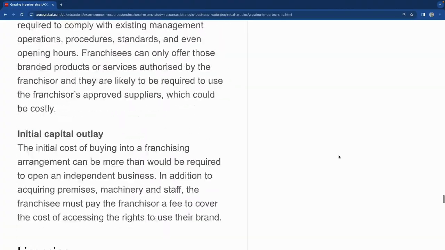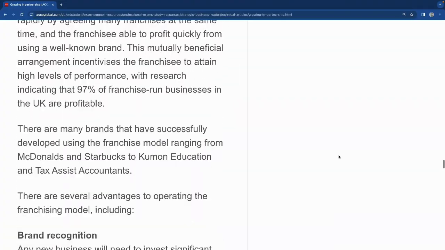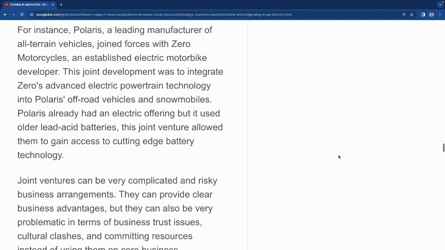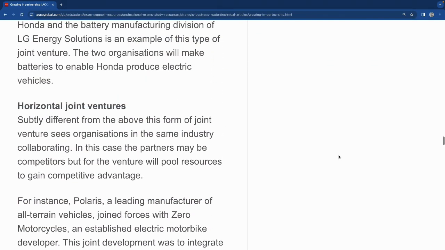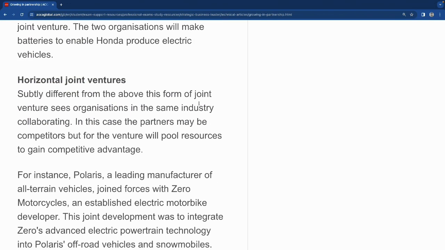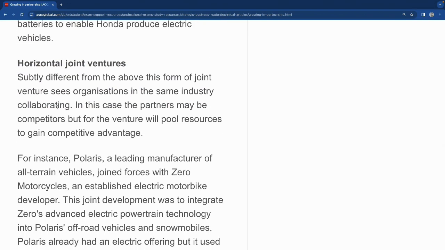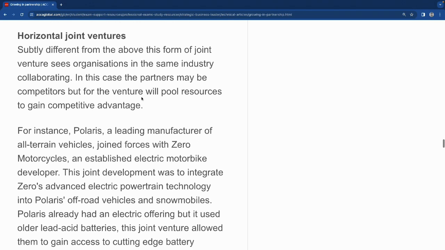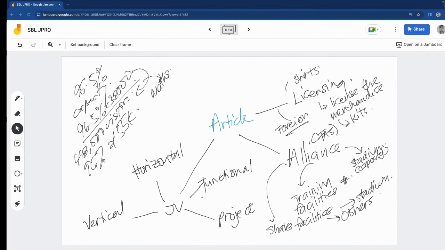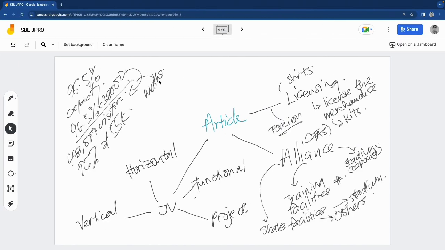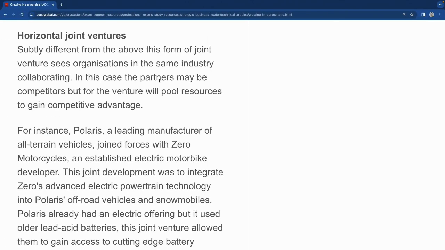On the other side, you have another one called JVs. Joint venture is the other option that you might go into. Now, here, remember, you have horizontal joint venture, same industry collaboration. In this case, partners may be competitors, but the venture will pool resources to gain advantage. This one is highly unlikely. So horizontal, most likely no, I don't think they can pool the resources. Alliance might work, but horizontal JV is going to be tricky.